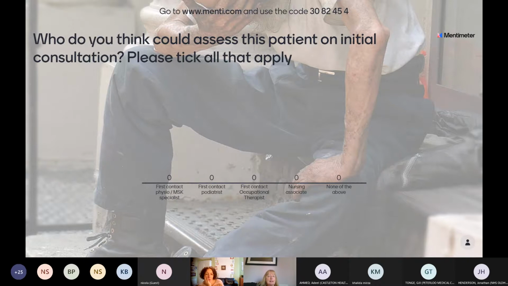Who do you think could assess this patient on initial consultation? Please take all that apply.